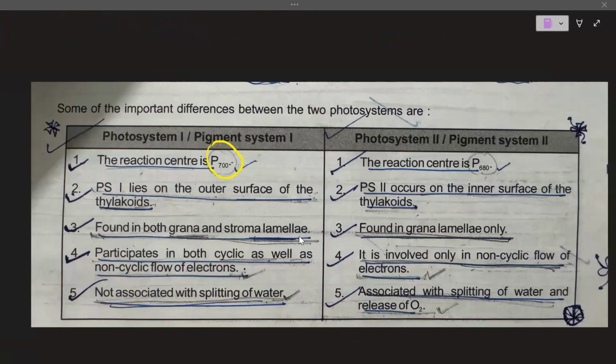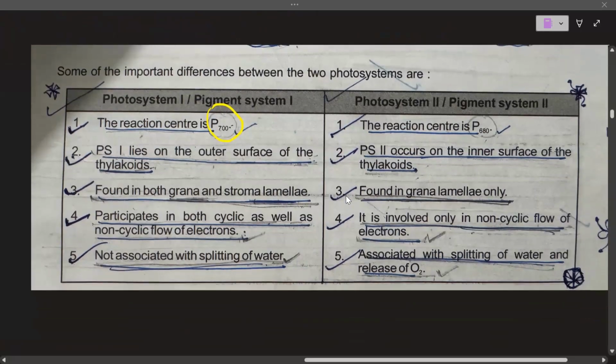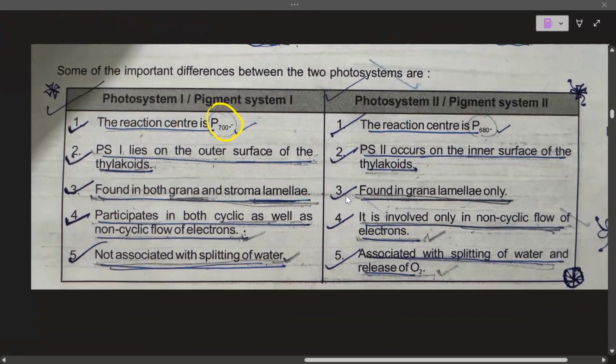This difference table is very important. So everyone write these things down, make a column for photosystem 1, photosystem 2, and then write these points. Okay, that's very important.